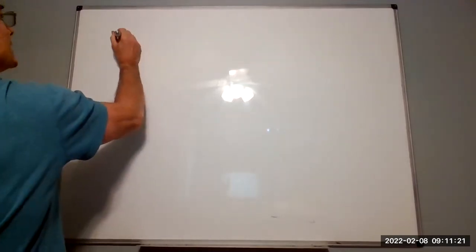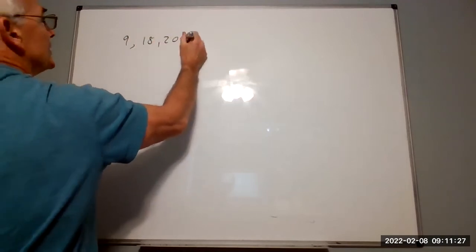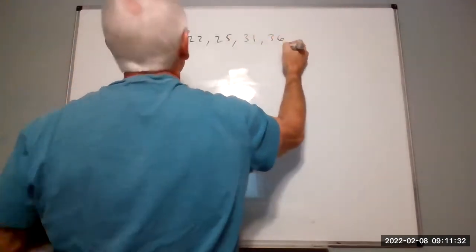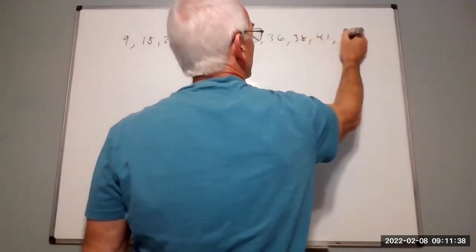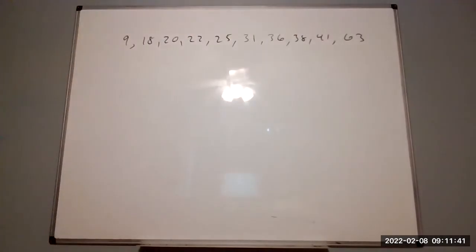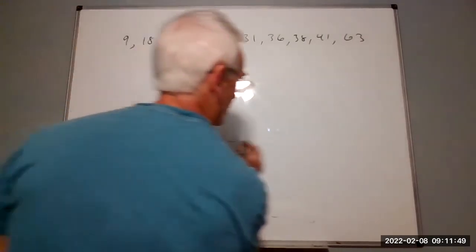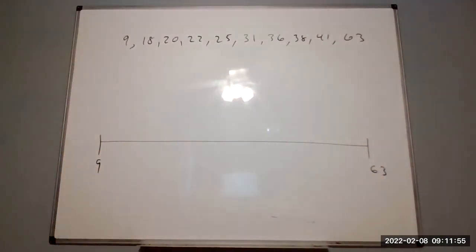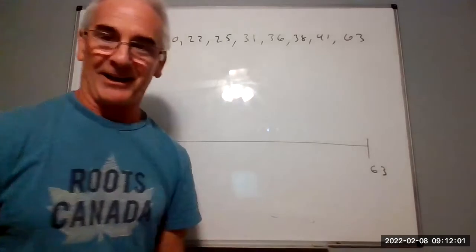So here's the situation. We have 9, 18, 20, 22, 25, 31, 36, 38, 41, 63. Okay. I would like a box plot for this set of numbers. Now, if I don't get anything else right, here's what I do know. I put my low, I put my high.